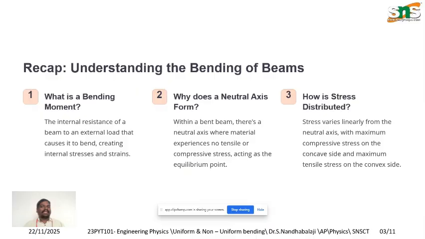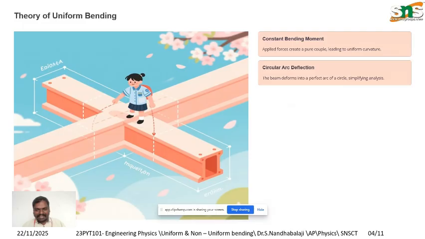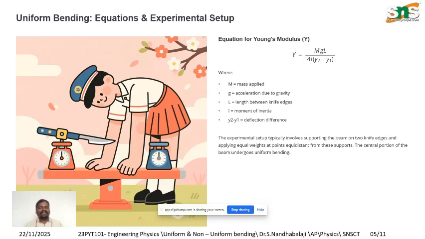where m is equal to mass, g is equal to acceleration due to gravity, L is equal to length between knife edges, I is equal to moment of inertia, and y2 minus y1 is equal to deflection difference. The experimental setup typically involves supporting the beam on two knife edges and applying equal weights at points equidistant from these supports. The central portion of the beam undergoes uniform bending.